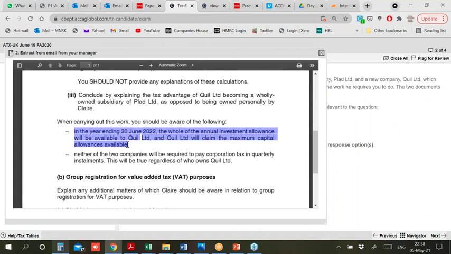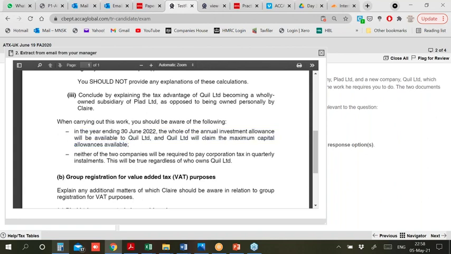So now my manager has asked me to assume that the complete AIA limit of 1 million will be available to Q Limited and none will be available to the other company, that is P Limited. And I haven't seen any purchase of an asset by P Limited as well. So even if he had not mentioned that, I would have given the complete AIA to Q Limited.